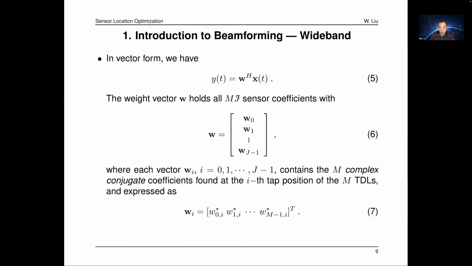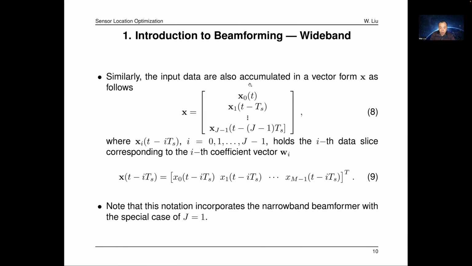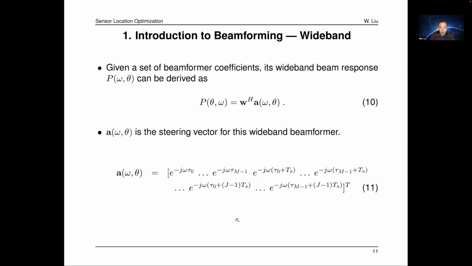So you have this standard form. And then you can see that with this formulation, it's general. This notation incorporates the narrowband beamformer as the special case of J equal to 1. And similarly, you can derive the beamformer response for the wideband case.